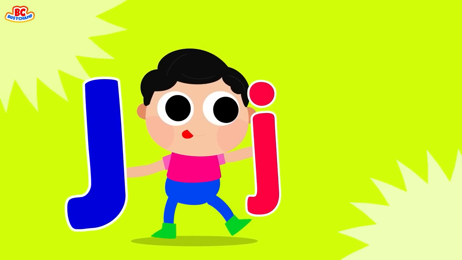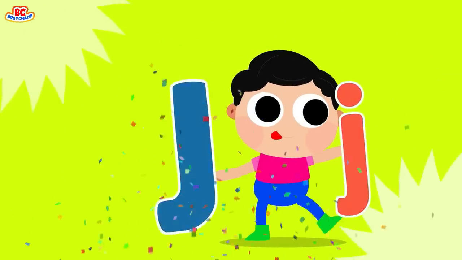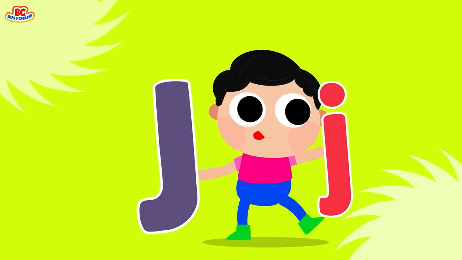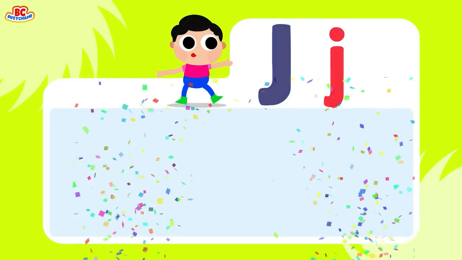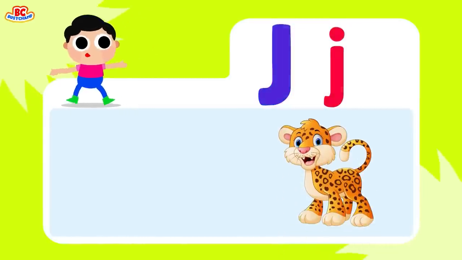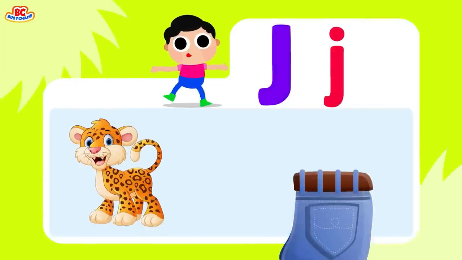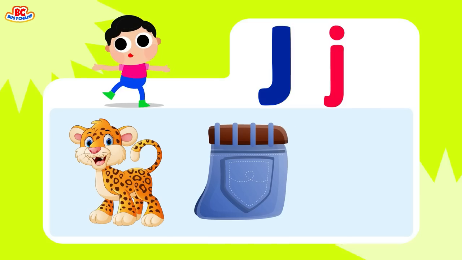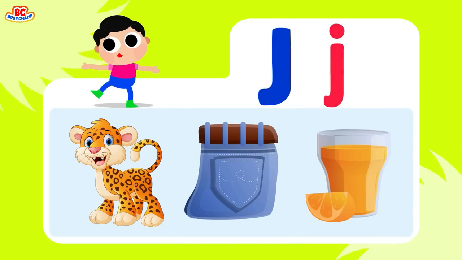Which alphabet can you see in my hands? I have the letter J in my right hand, and it sounds J in my left hand. And there are so many words that begin with letter J. J called jaguar. J, J, jaguar. J called jeans. J, J, jeans. J called juice. J, J, juice.